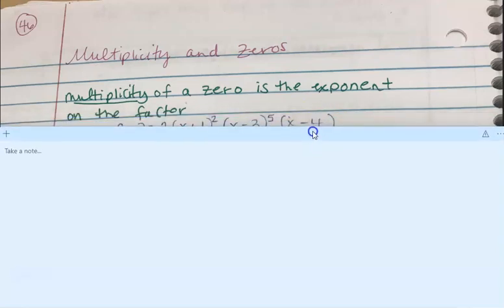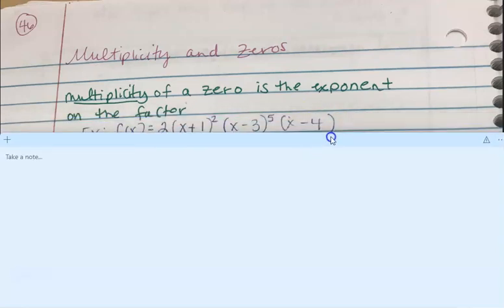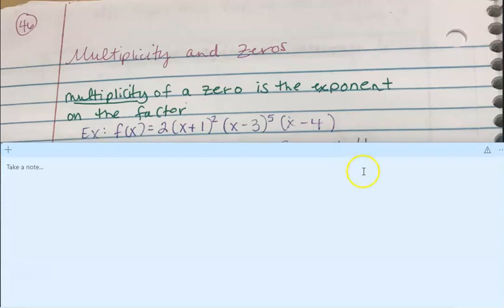For page 46, please label it multiplicity in zeros. So the multiplicity of a zero is the exponent on its factor. For example, if we had f of x equals 2 parentheses x plus 1 squared times x minus 3 to the fifth times x minus 4, this is going to be a polynomial in its factored form or intercept form.